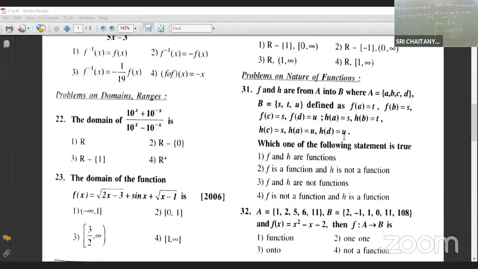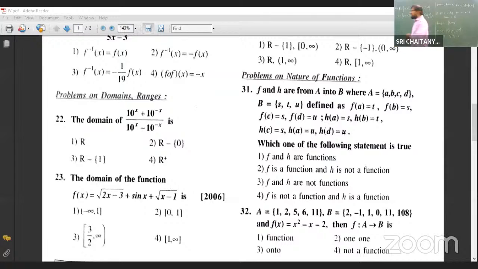The first option is wrong. Just observe how to check whether it is a function or not. If the domain repeats, it is not a function. What is the domain of this F? a, b, c, d. So F is a function. That means the domain of F has not repeated, hence it is a function. Now observe the domain of H: a, b, c, a. a has been repeated, hence it is not a function.